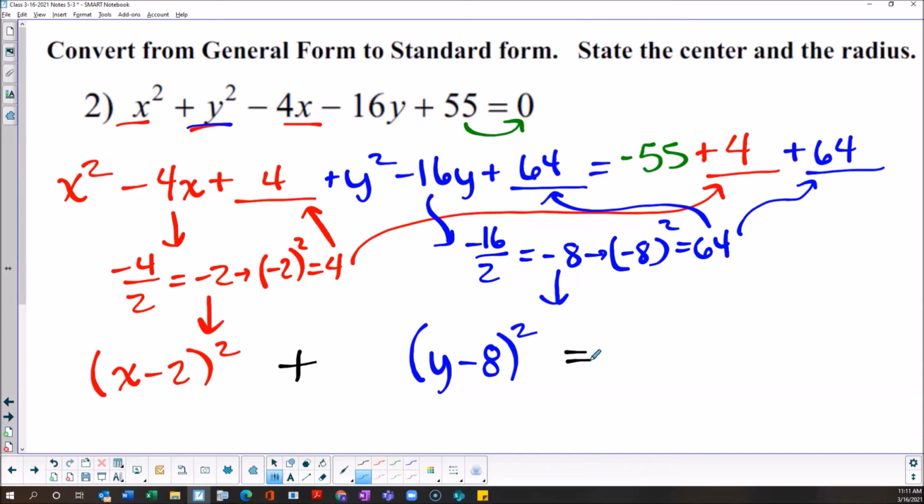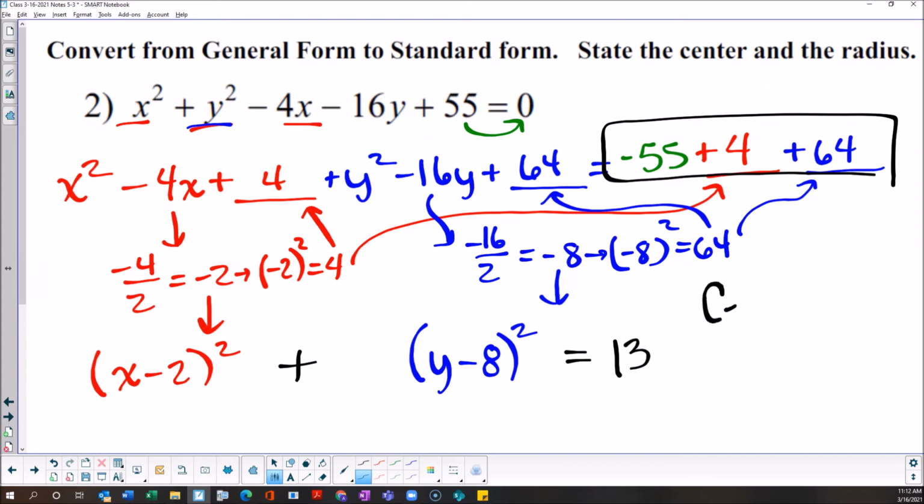And so what's the last thing I have to do? Just add those 3 numbers up. Right? Oops, sorry. If I add that up, negative 55 plus 4 plus 64, you get 13. That's it. So a lot faster that time, right? But the steps are exactly the same. I maybe consolidated a few steps and made it a little faster.